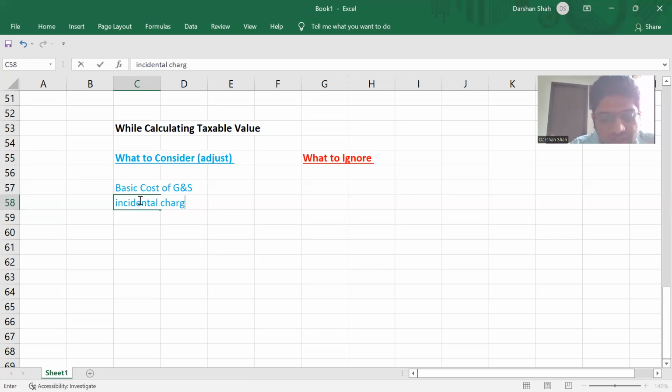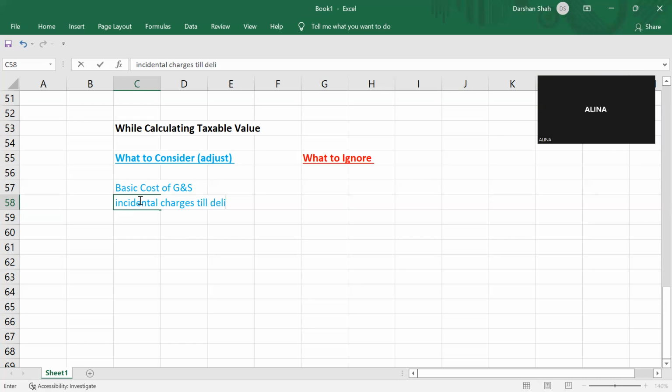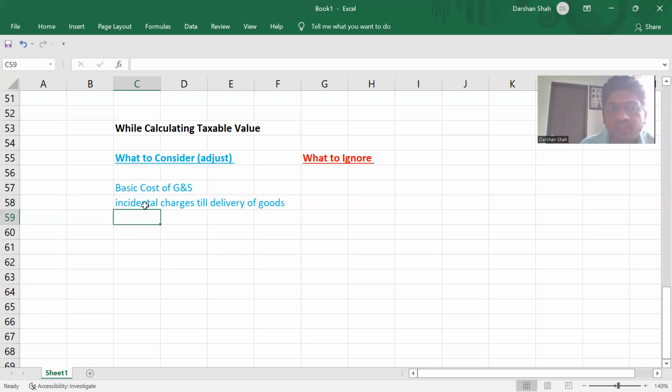Now the next part also we have done. Incidental charges. Till what point? Till the point of delivery. Correct. Good. Till delivery of goods is completed, incidental charges, that also I'll consider. So I'll start with basic cost and I'll add incidental charges. Everyone agrees till here?